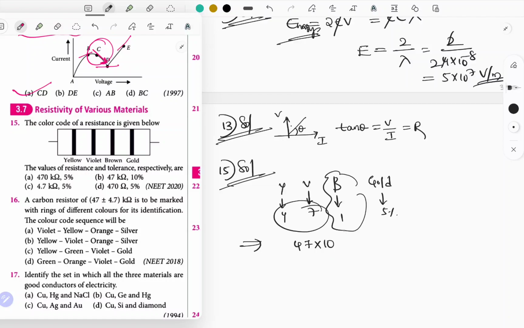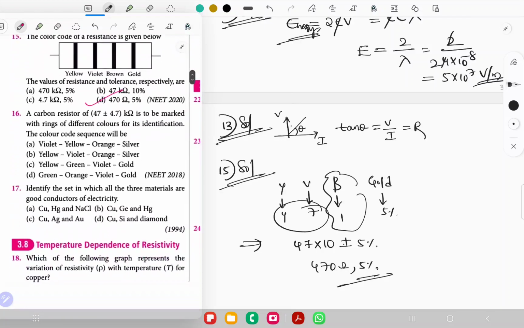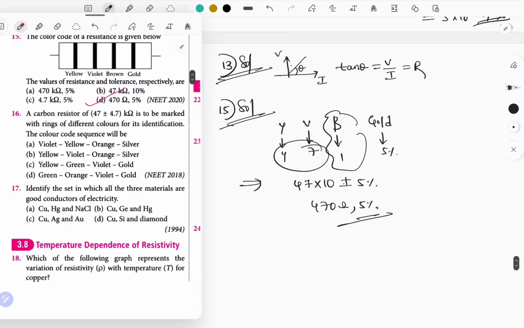So 10 power 0, 10 power 1, like that it is going to change, right? So plus or minus 5%. So it's going to be 470 ohms, comma 5%. Which option matches? Option D is the correct answer. If you observe, the next question is also of the same type.